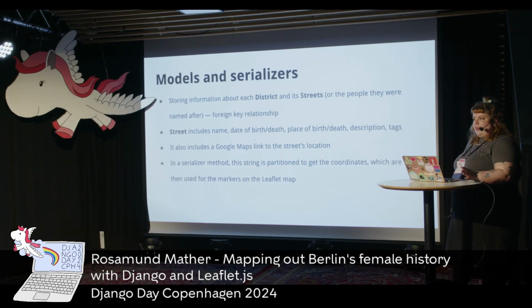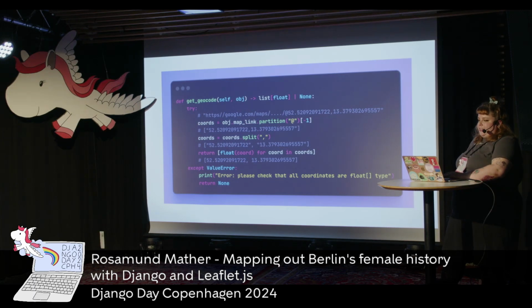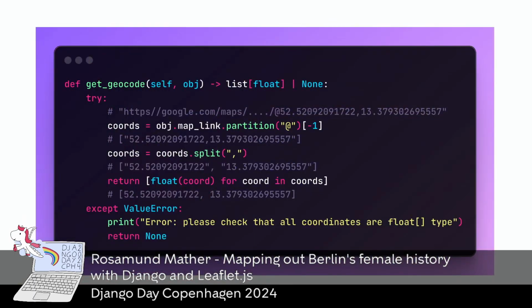But I do take that information and process it in order to get the information that is used with Leaflet. So I made a serializer method where I partitioned the string to get the coordinates from it and then use that. And I'll just show you how I do that. So we have this serializer method, get geocode, where the string is here, and we use the partition method to grab the last part after the at, and then we split that into a list of 2 strings, and then split that into a list of floats. So it's the coordinates.